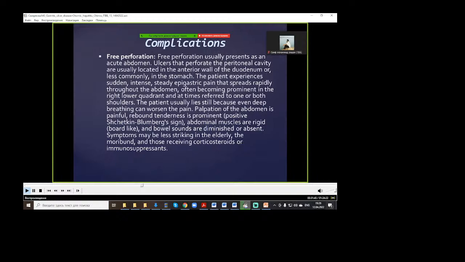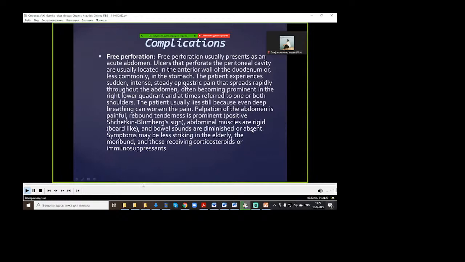The patient usually lies still because even deep breathing can worsen the pain. Palpation of the abdomen is painful. Rebound tenderness test is positive, or another name of this test, Shchetkin-Blumberg sign, positive. Please revise how to check this symptom, how to perform rebound tenderness test from the previous semester.